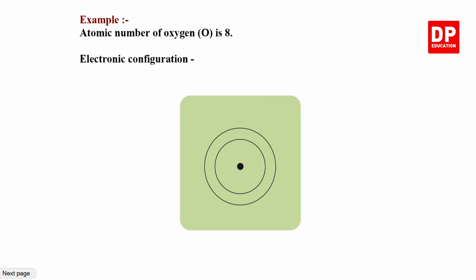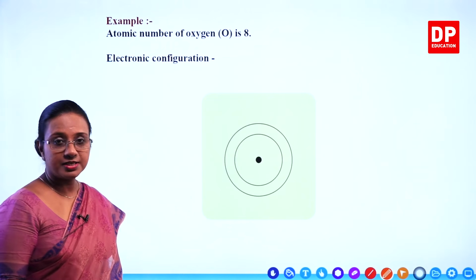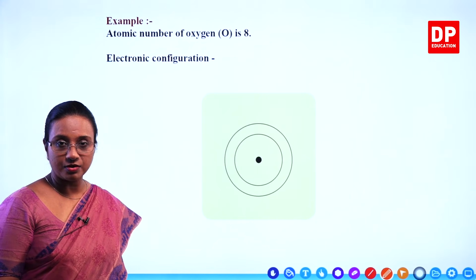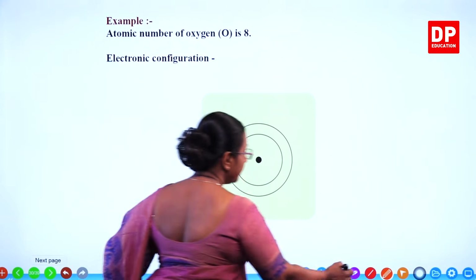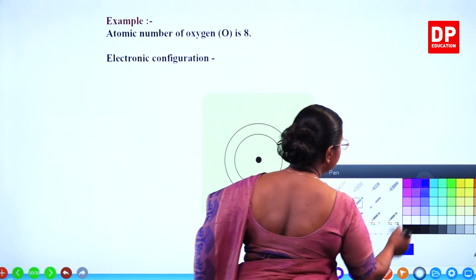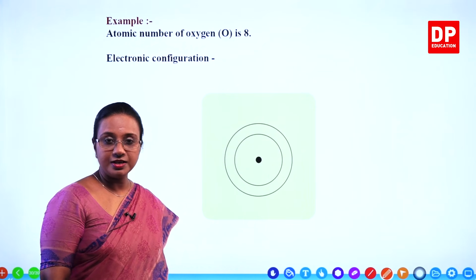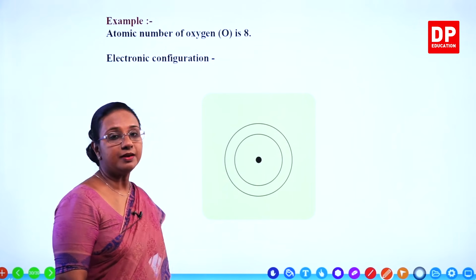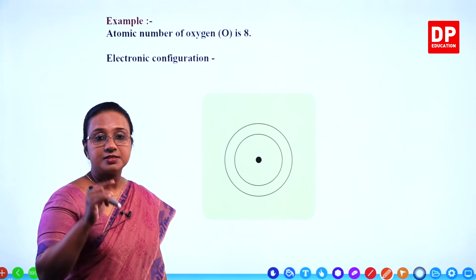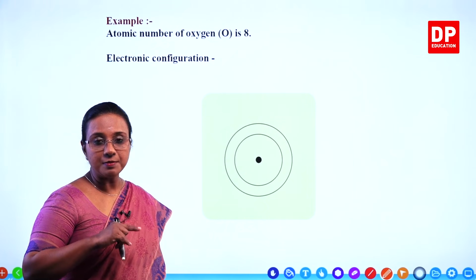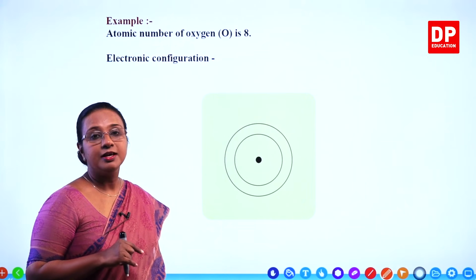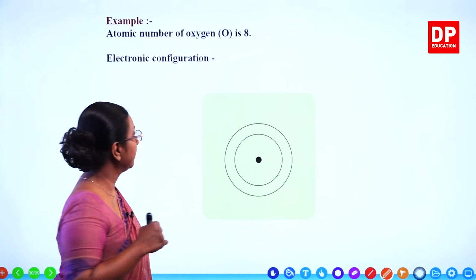Atomic number of oxygen is 8. That means oxygen has 8 electrons. So now we will do it in a different order. We will first write the electronic configuration, then fill up the electrons here. Because directly from the atomic number, you should know to write the electronic configuration.